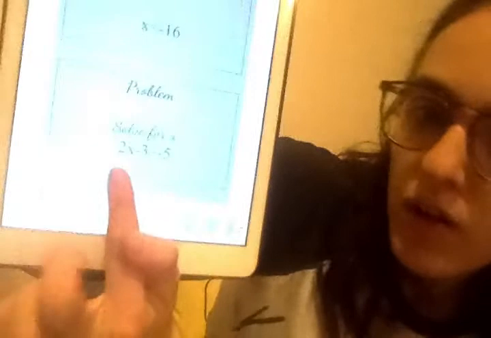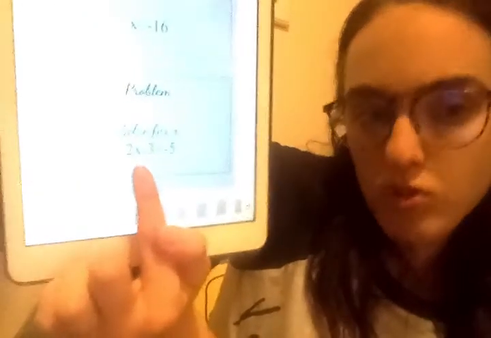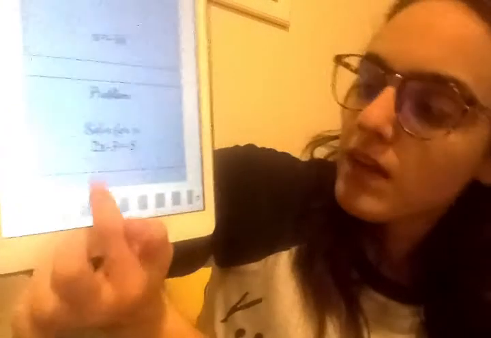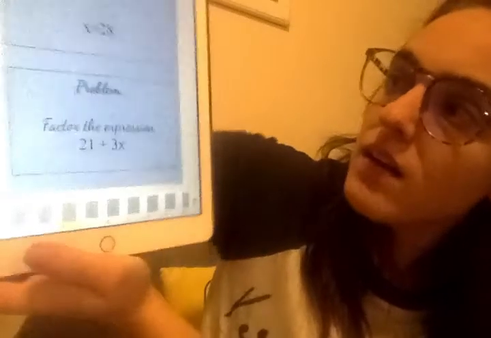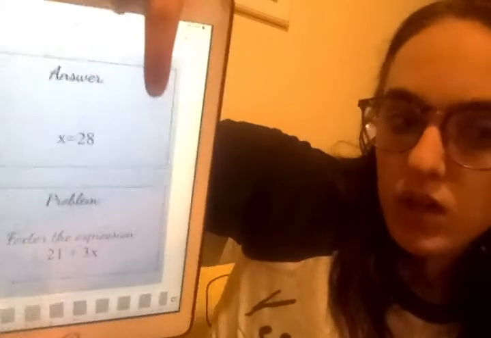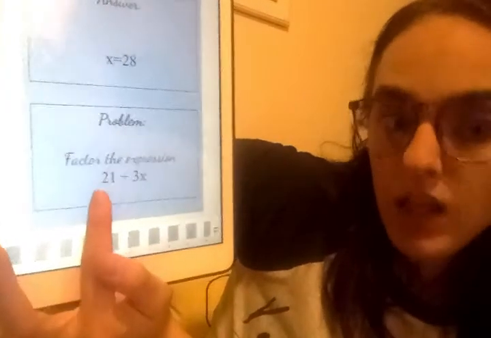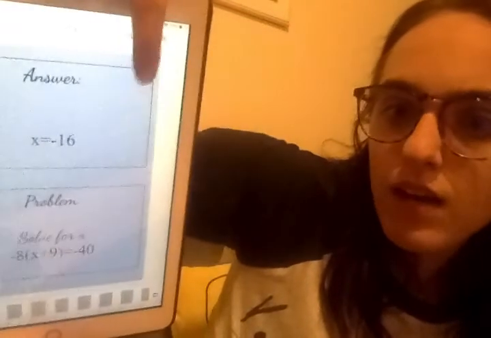For example, if I had a problem that said solve, 2 plus 2, my answer is 4. Then on the next slide, the answer would say 4, and let's say the next problem is 3 times 9. 3 times 9 is 27. So for the next slide, the answer would be 27, then a new problem. I'm going to go on and on. So your problem, answer, and you want to put the slides in order.